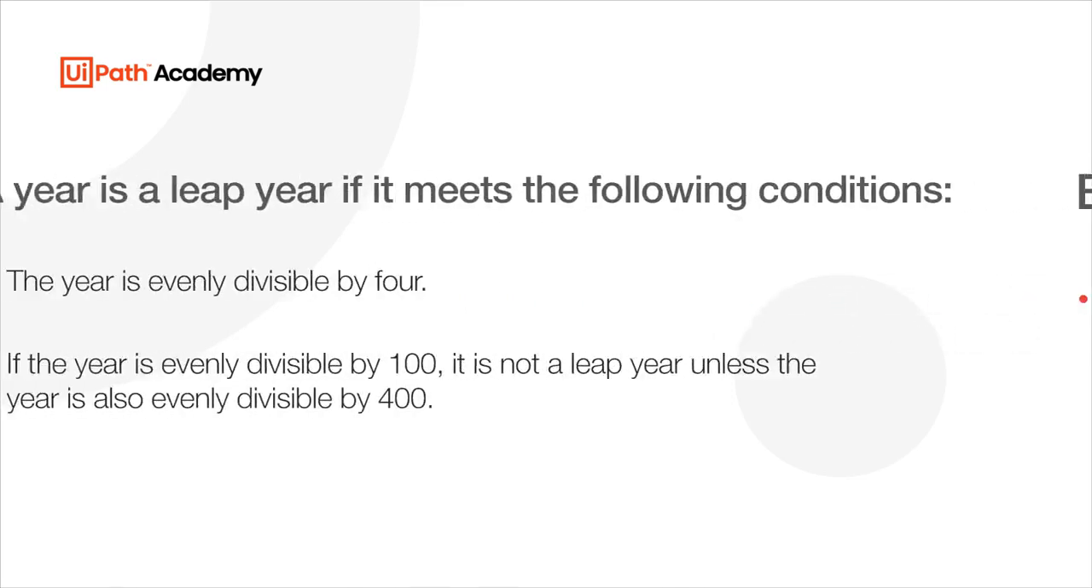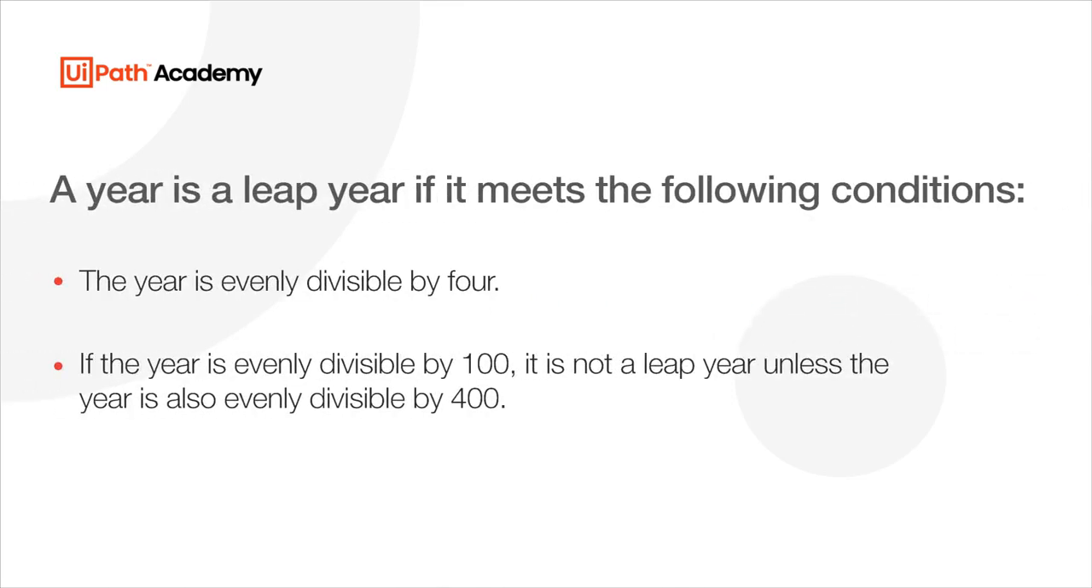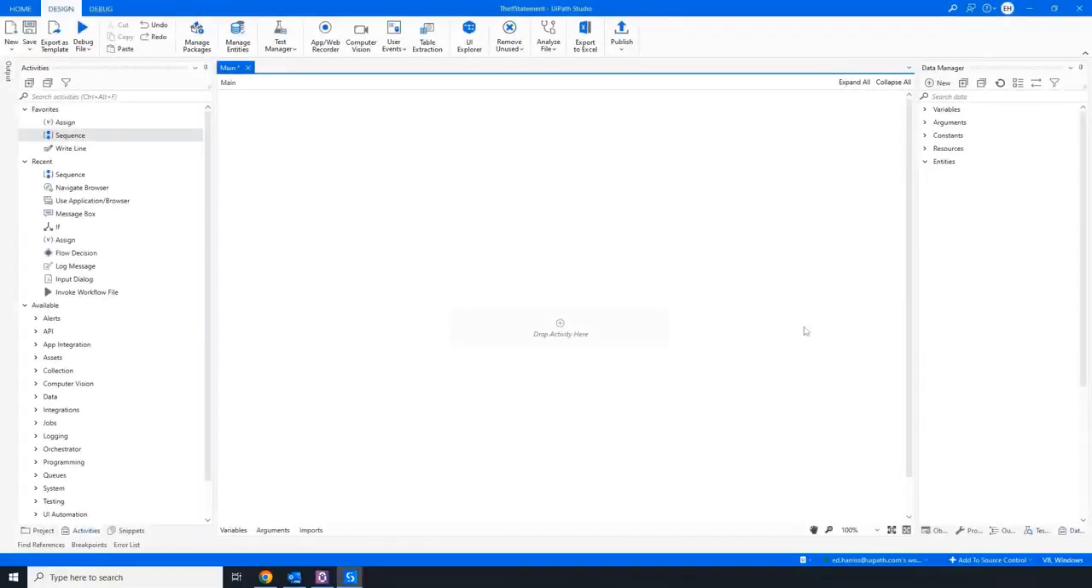Let's start with the logic. A year is a leap year if it meets the following conditions. The year is evenly divisible by 4. If the year is evenly divisible by 100, it is not a leap year unless the year is also evenly divisible by 400. As for the workflow design, we'll build a simple project that asks the user to input a year. It then checks if the conditions are met and prints a message to indicate if it is a leap year or not. We encourage you to build along with this demo. Additionally, you'll find the input files used in the demo after this video.